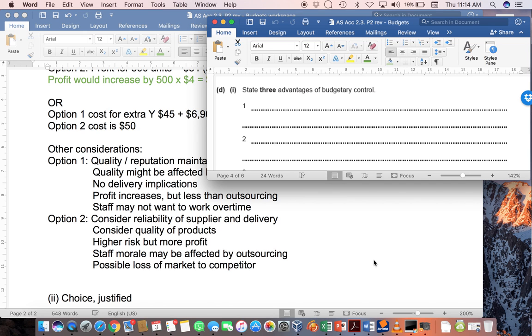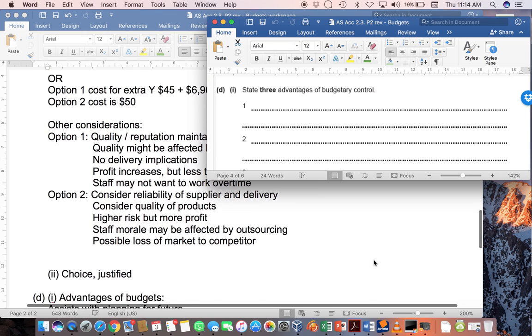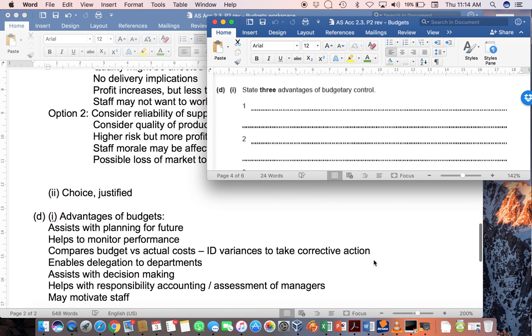Moving on then to D. This is now just going into a little bit of theory. You don't have to think quite so hard. 3 advantages of budgetary control are simply going to be things like it helps you to plan for the future, it helps you to monitor the performance because you're able to compare what did you budget versus what were the actual costs. When you identify the difference between these two, you can then go and take corrective action to try and get your business back on track.